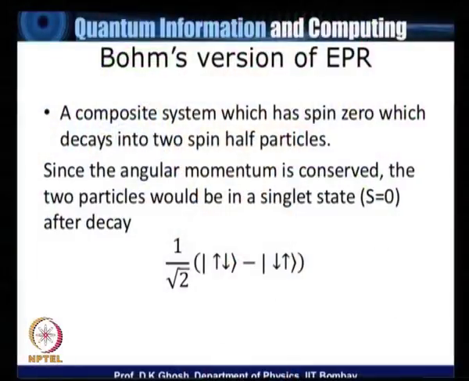We then introduced a version due to David Bohm, which talked about a particle of spin 0 disintegrating into two spin-half particles. Because of conservation of angular momentum, the state must be that of a singlet, given by 1 over square root of 2 (up down minus down up), which is another way of writing 0 1 minus 1 0 in our ket notation.